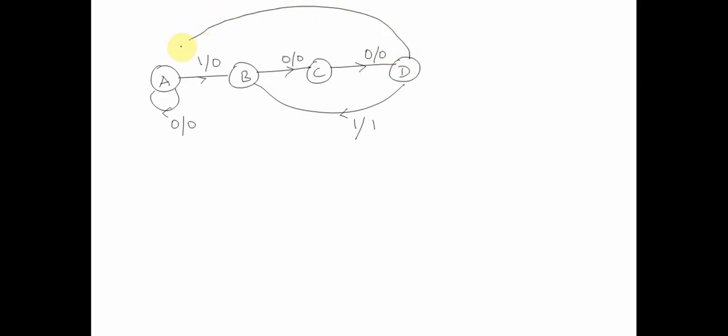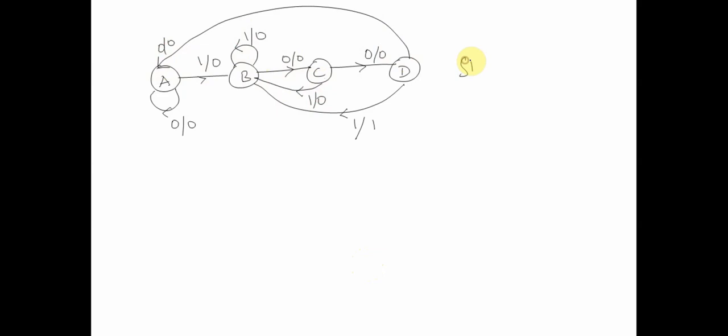1 with output 0, 0 with the output 0, 0 with the output 0, 1 with the output 1, and if at D we get a 0 input, output 0, correct? B 1 0, C 1 0. I hope this is clearer, right? This is something which we drew in the previous file also.